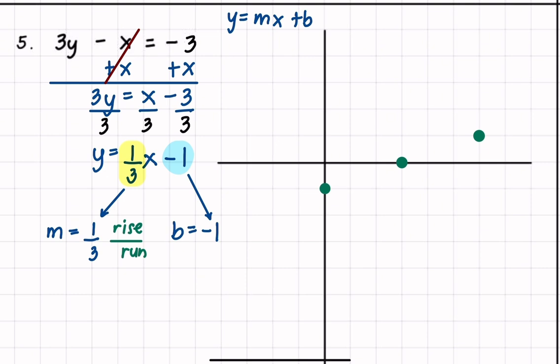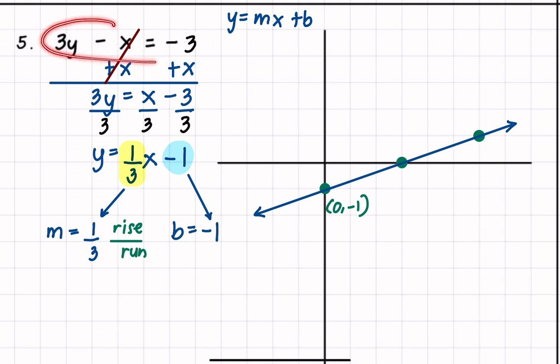Okay. So now that we already have the points, we can just connect the points. So this is 0, negative 1. So this is the graph of 3y minus x is equal to negative 3.